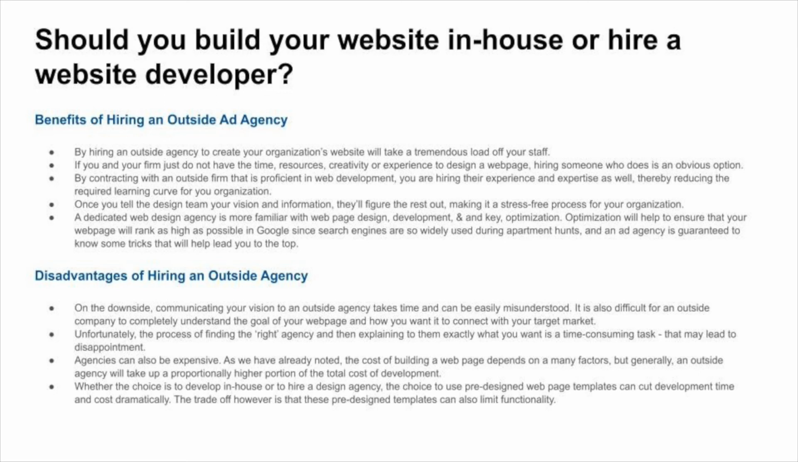And whether the choice is to develop in-house or outside, the choice to use pre-designed web templates can cut development time and cost dramatically. But the trade-off is you lose that flexibility.